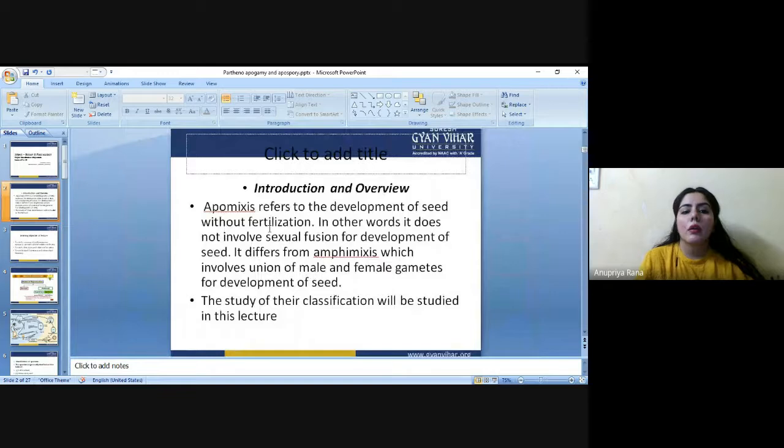So, what is apomixis? A plant reproduces by several means, like the sexual method, asexual reproduction, and vegetative reproduction. Apomixis is considered under asexual reproduction, and this is very different from the amphimixis process, which is basically sexual reproduction, as we already discussed in our previous lecture.